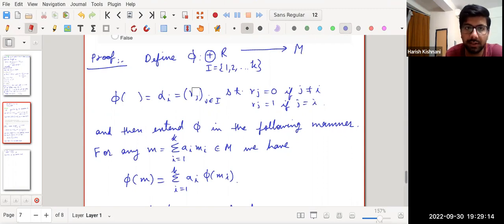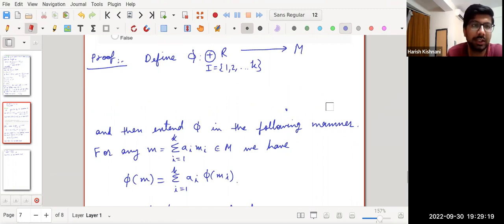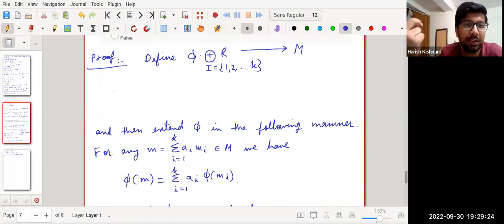Let me just rewrite the entire thing again. I hope you can understand the problem. The problem here is that in M you don't have a unique representation of an element, but in the direct sum of R you have a unique representation, because it's a direct sum. It will be generated by the alpha i's, where alpha i has one only at the ith place and zero elsewhere. So it can be extended through the basis elements, because it has a basis.